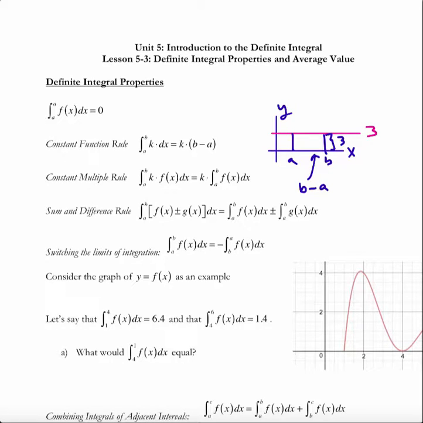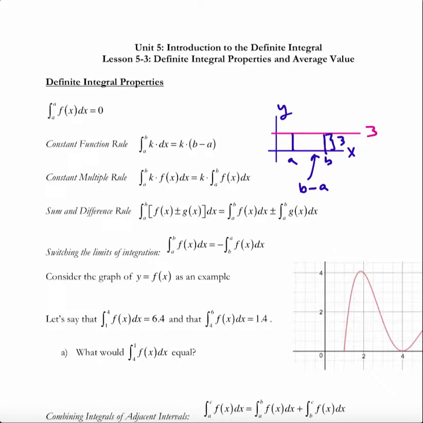Constant multiple rule says if you have some function and you're multiplying it by some constant, the definite integral from a to b of k times f of x dx, well, you can pull that constant out in front and multiply that constant by the definite integral here. Sum and difference rule, if you have a sum of functions or a difference of functions, you can take the sum or the difference of their definite integrals.